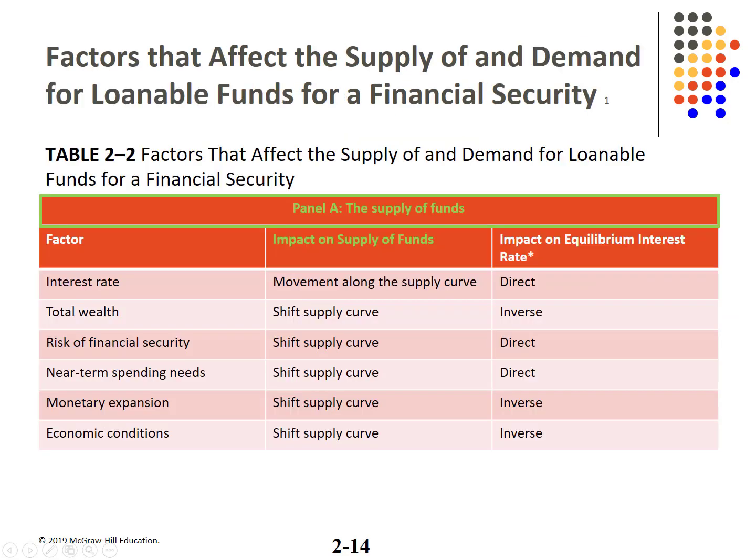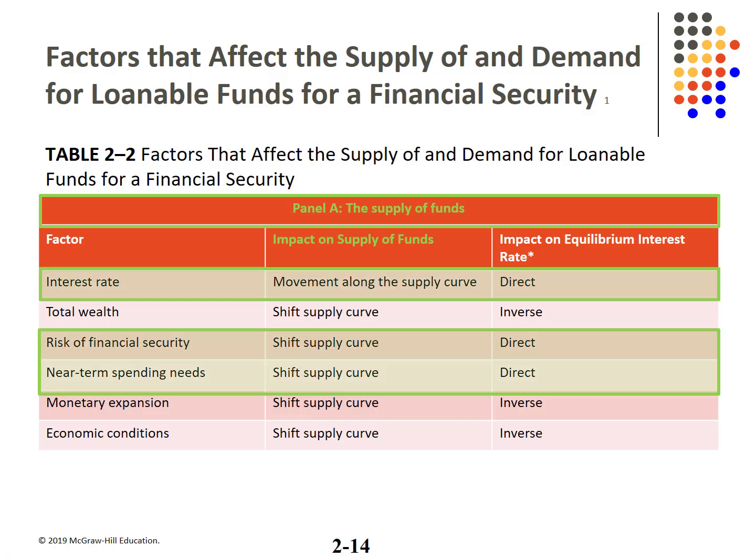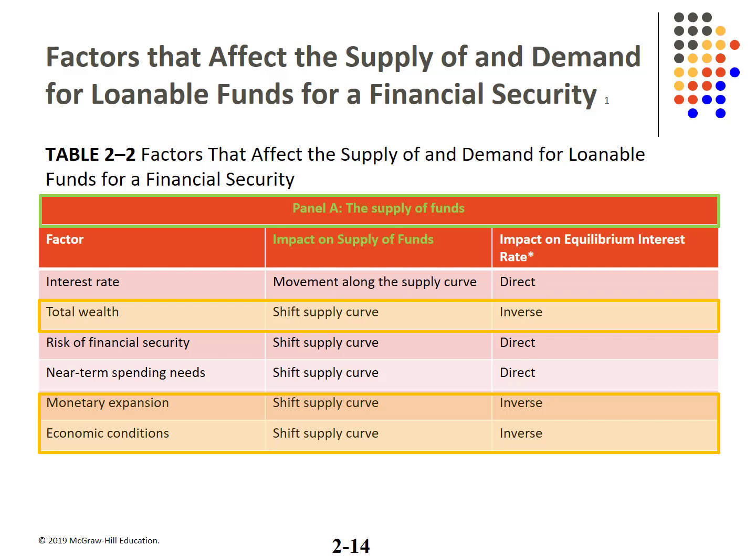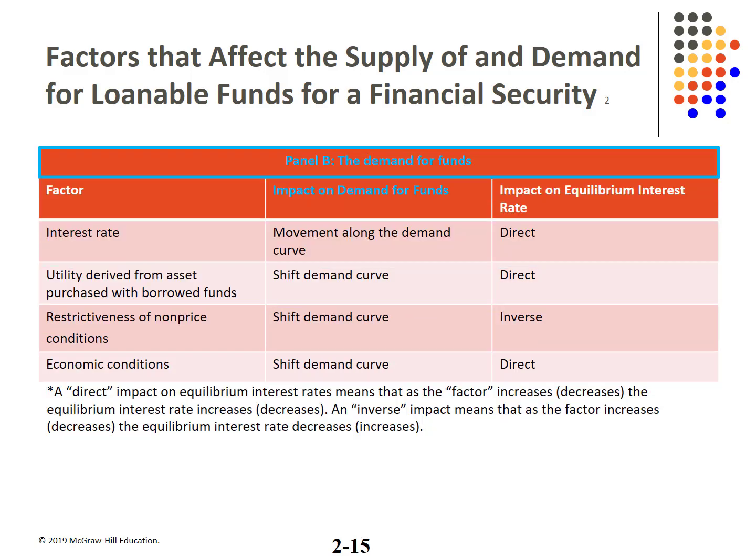Here's a recap of the factors that affect the supply of and demand for loanable funds. This chart details the impact of shifts in the supply curve. Note, interest rates, risk, and near-term needs directly impact rates. Total wealth, monetary expansion, and economic conditions shift the supply curve up, so the effect on interest rates is inverse. They go down.